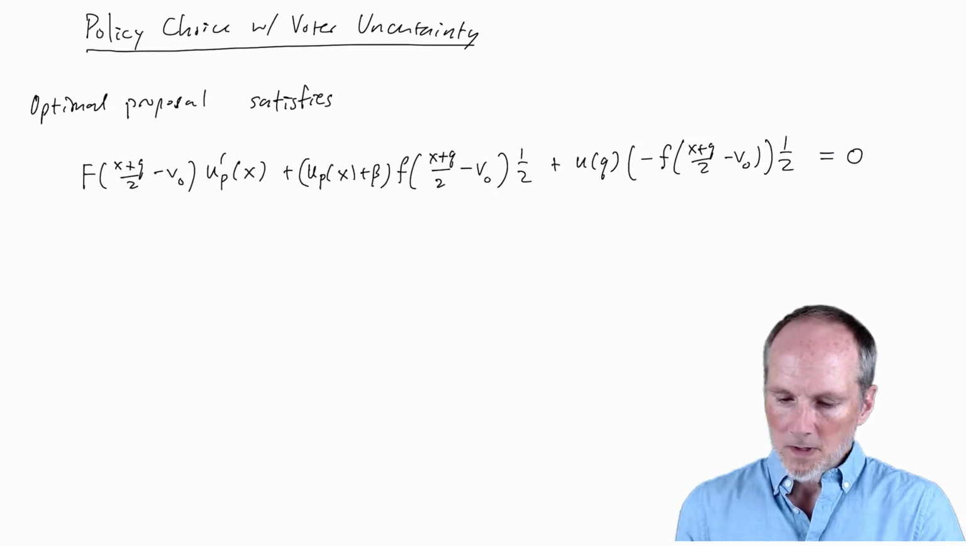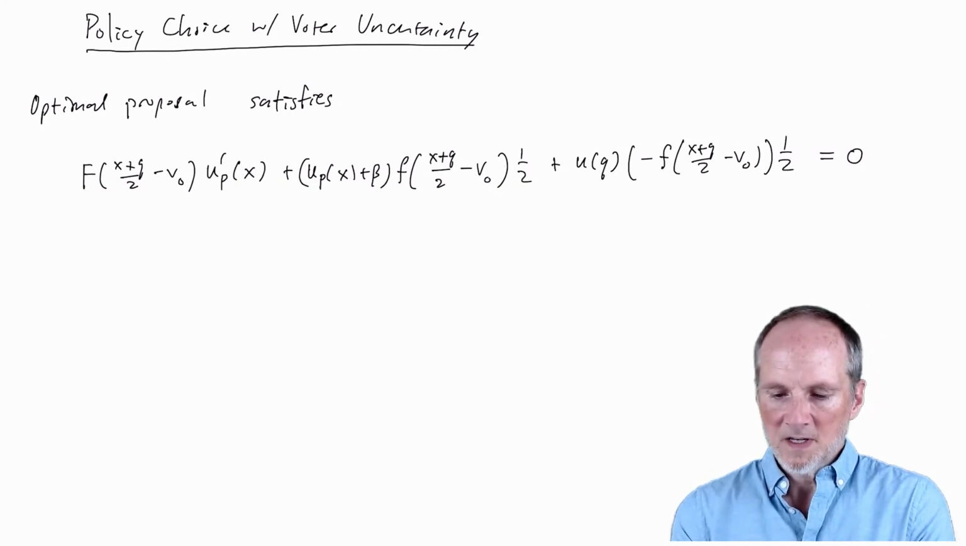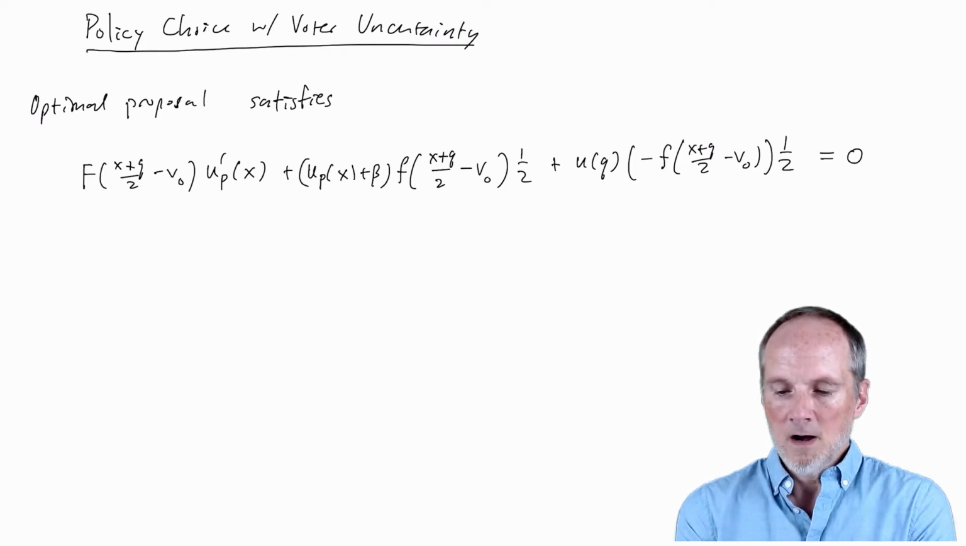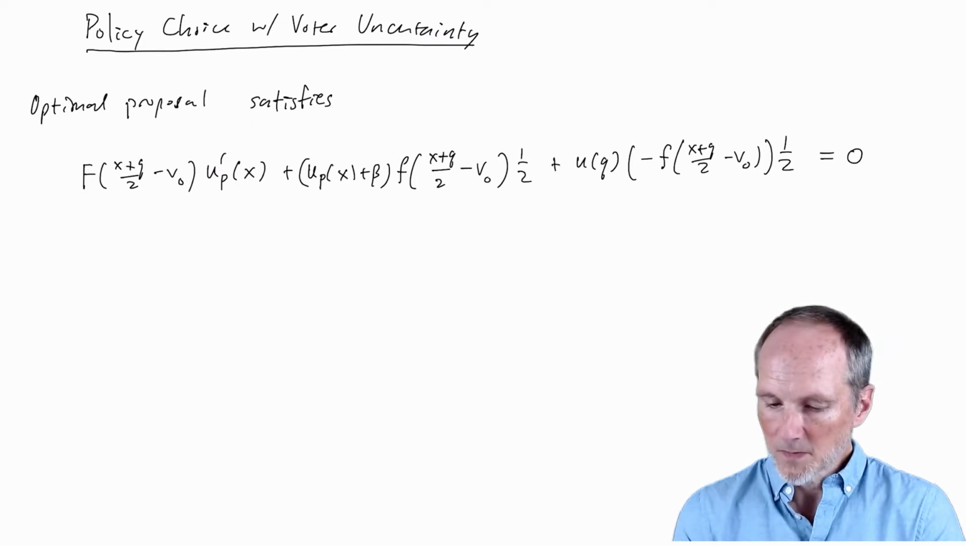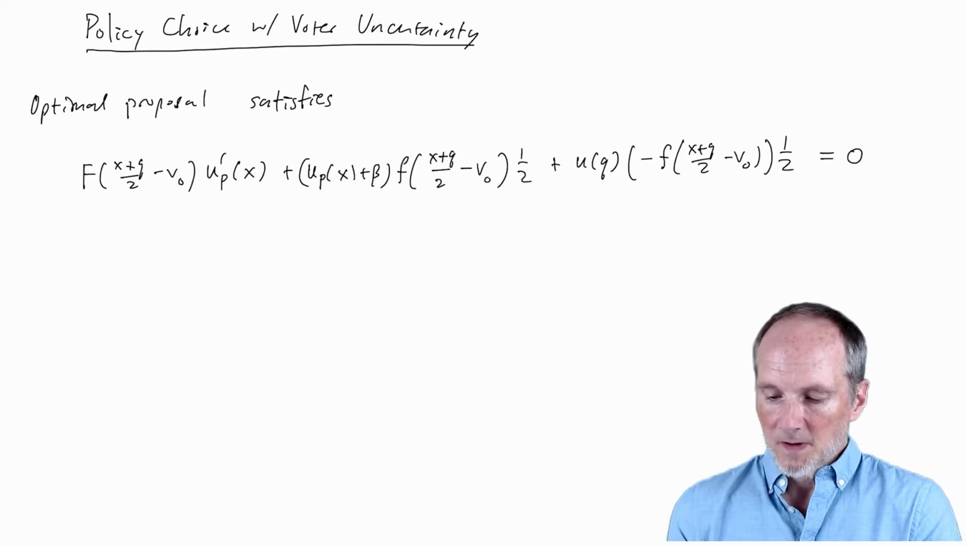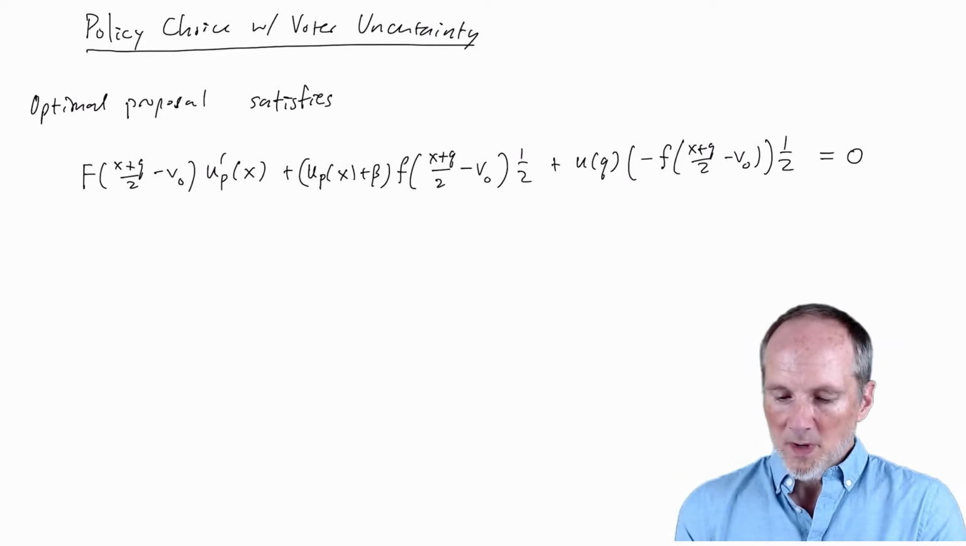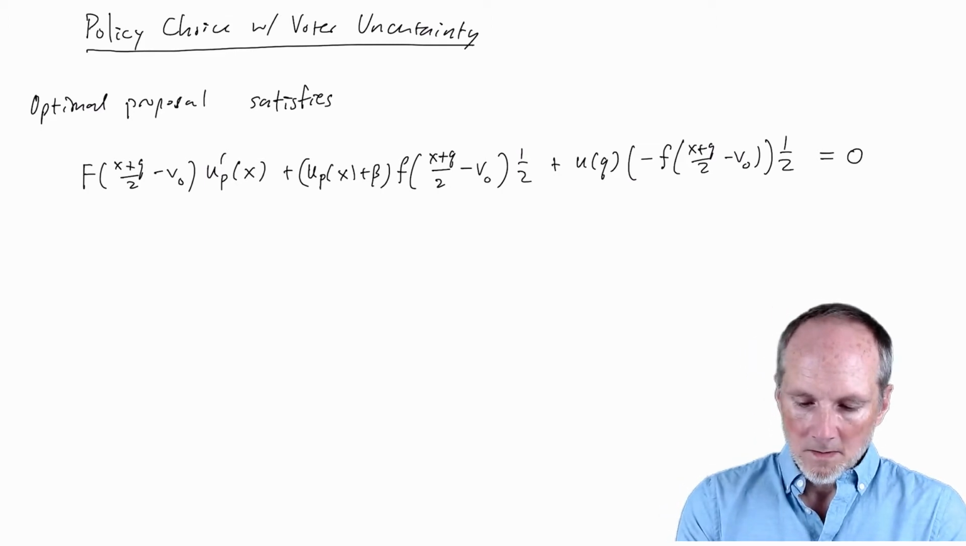Okay, so we wrote out the maximization problem, and then we said any optimal proposal strictly between the ideal point and the status quo would have to satisfy the first order condition, which I've just reproduced here. Okay, now this looks like a big mess, but let's try to get some insight from it.